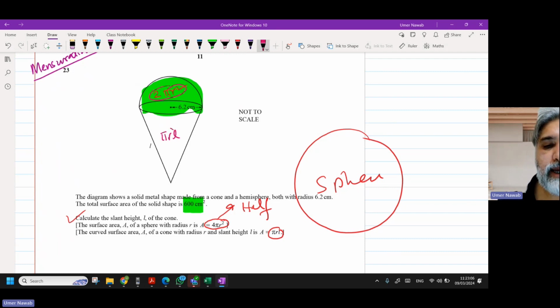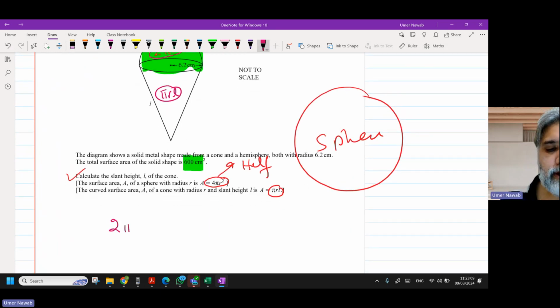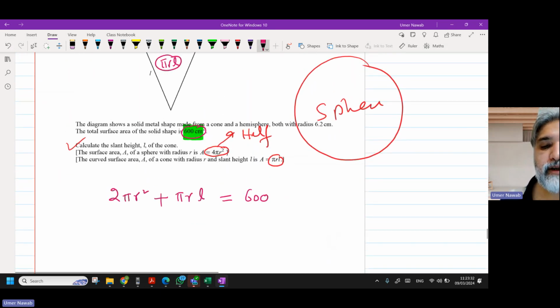So can I add them together, guys? 2 pi r squared is the half surface area of a hemisphere, plus the curved surface area of a cone, which is pi r L. And the sum of these two should be equal to 600 centimeters squared. Now, what does the examiner need? The examiner needs the slanted height L. So 2 times pi times the radius 6.2 squared, plus pi times the radius 6.2 times L, is equal to 600.